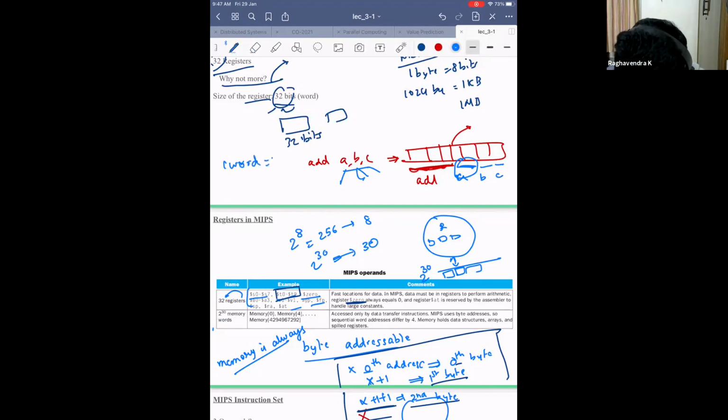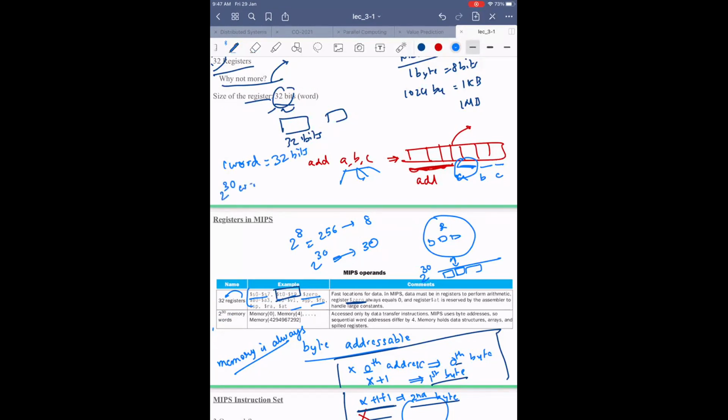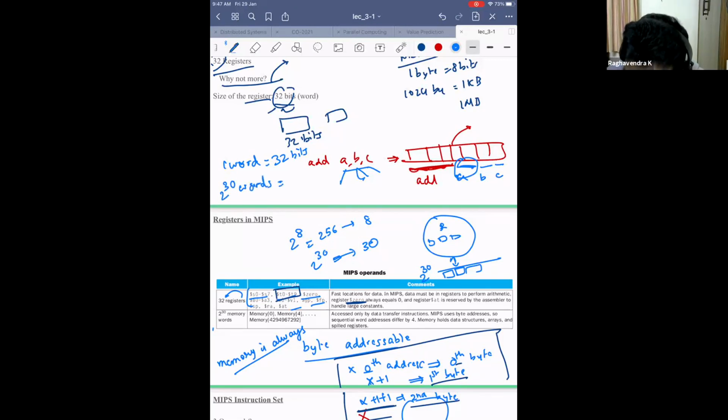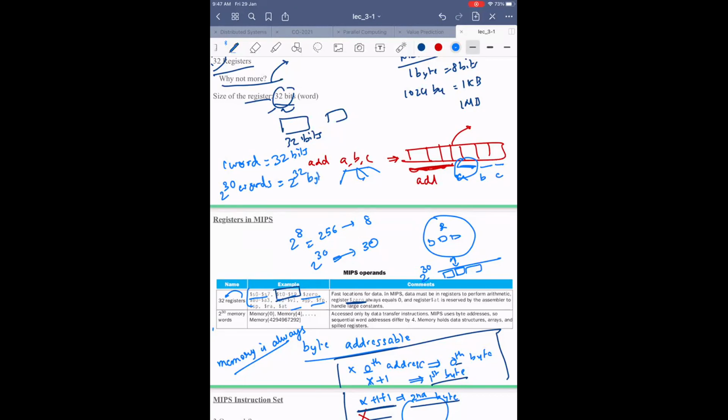One word is 32 bits, right? And if I say 2 power 30 words, it is stored in 32 bits. No. If it is 2 power 30 words, how many bytes do I have? 2 power 30 into 32 bits by 8 bytes. 2 power 32 bytes. And you know that irrespective of the architecture, memory is always byte addressable.